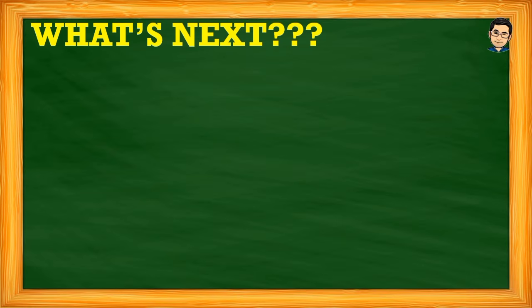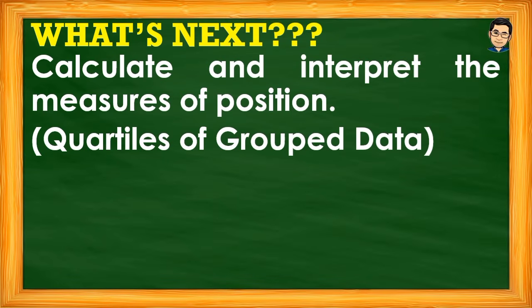So after discussing with you the process of constructing a frequency distribution table, next topic will be to calculate and interpret the measures of position. This time, group data naman po. Of course, mauna nating i-discuss is yung quartiles of group data. So, and then deciles, and then percentiles. So, I hope you've learned something from this video lesson. So, that's all. Thank you.